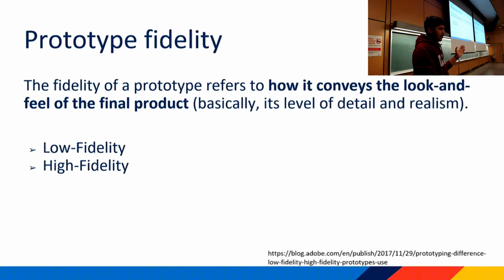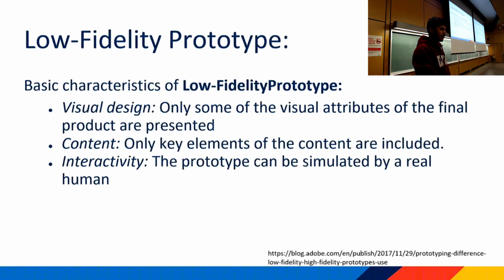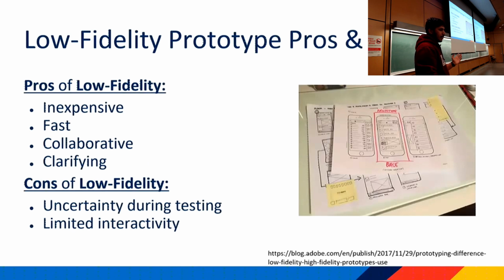Let's see what kind of prototypes there are. There are two types of prototype, low fidelity and high fidelity. In a low fidelity prototype, the visual design only has some visual attributes of the final product, and the content is only the key elements. But in high fidelity, it's more robust and more realistic. The positive side of low fidelity is that you can make the prototypes fast, it's cost effective, and it's collaborative.